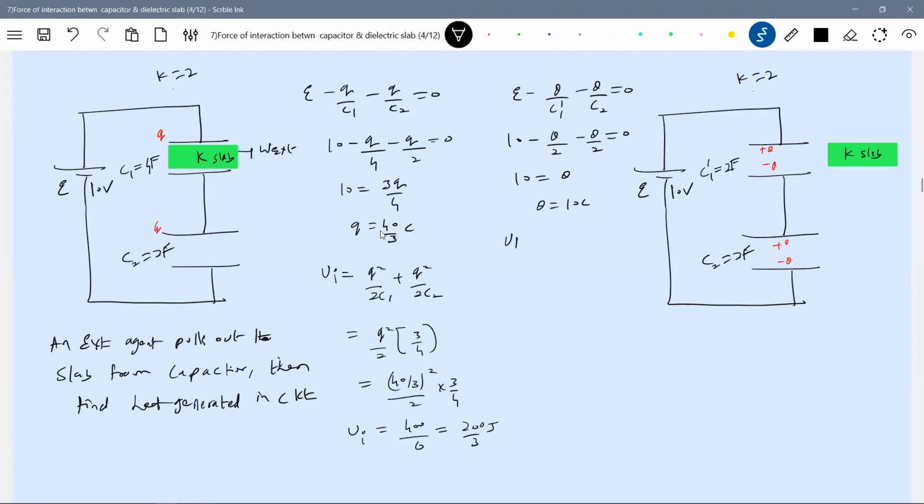Now the final energy will be, similarly, Q square by 2C1 dash. It's a test of patience because we know the concept, but unless the data is there, we can't conclude. Q is how much? 10. Okay, this again will be 1 by 2, it will become just Q square by 2. So this will become 10 square by 2, 50 joules.